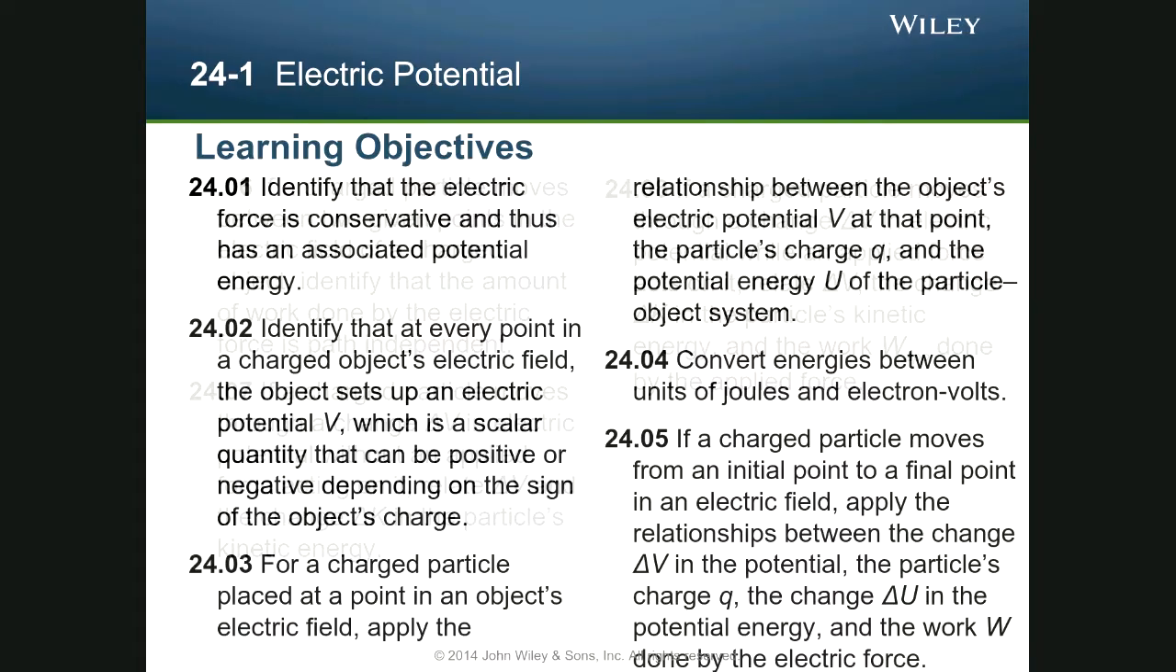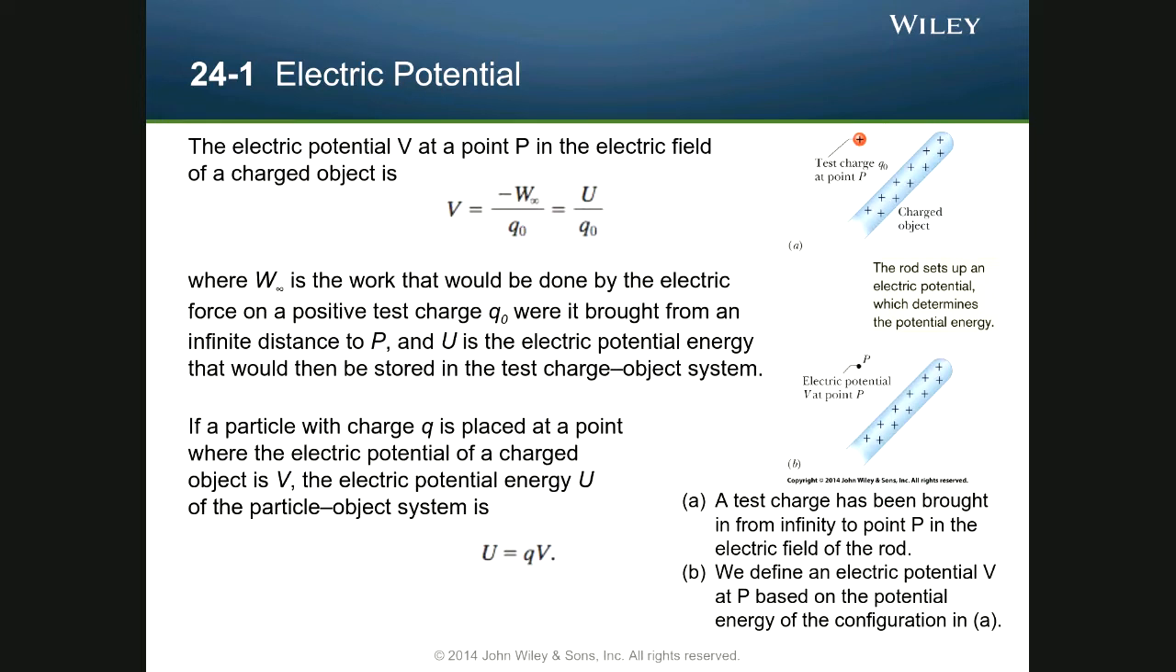The electric potential at some point P in the electric field of the charge is given here in terms of the charge, the work, and the potential energy. You'll notice there's this weird work infinity symbol. The work infinity is the work that would be done by the electric force on a positive test charge were it brought in from an infinite distance to the point P. You have to imagine the clicker is off the screen and then comes in from infinity and brings the charge and lets it rest here.